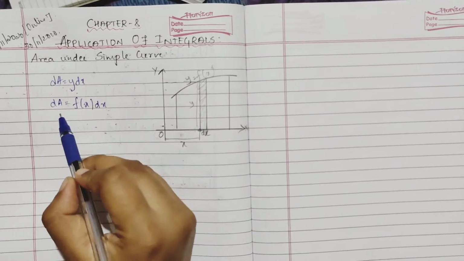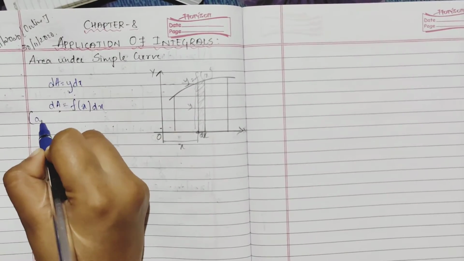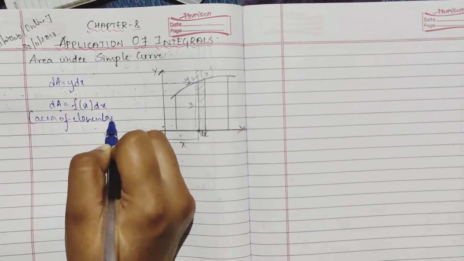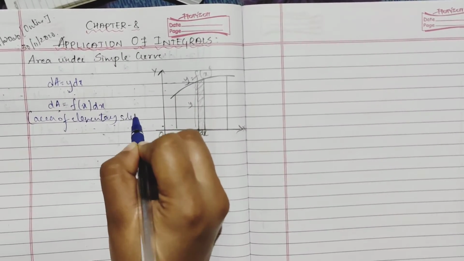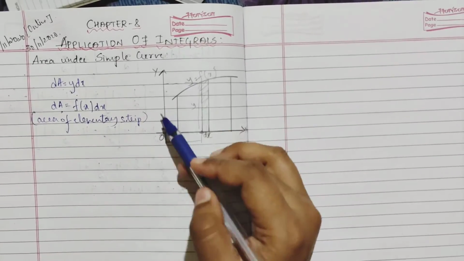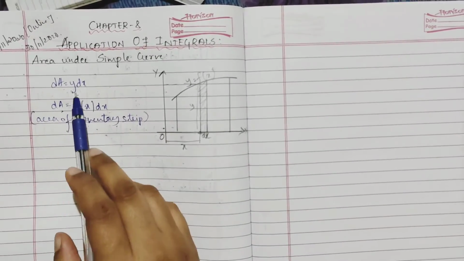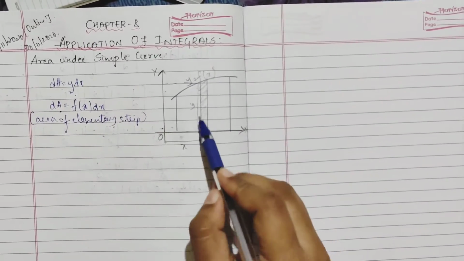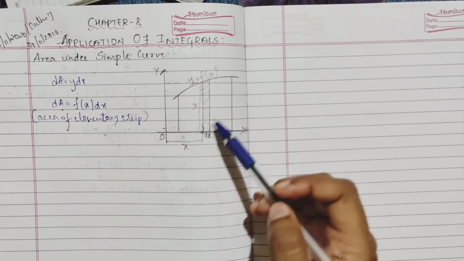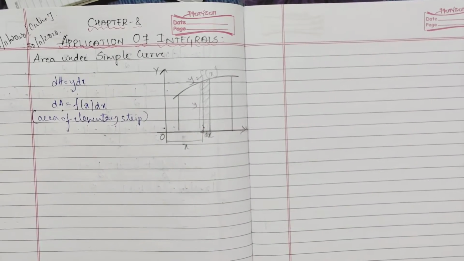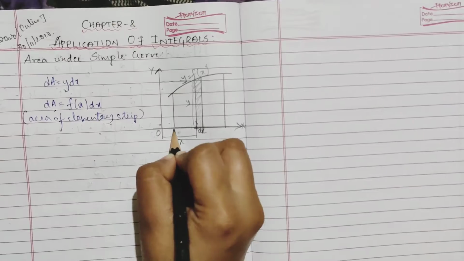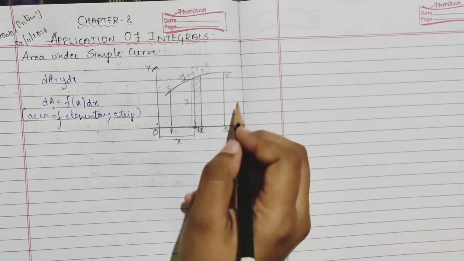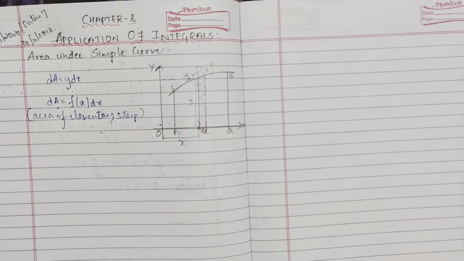This dA means the area of the elementary strip. Now you have to find the area of the full region. See, y, which is f of x, gives only this much, so you found the area of this elementary strip. Now we want the area of the region PQRS.